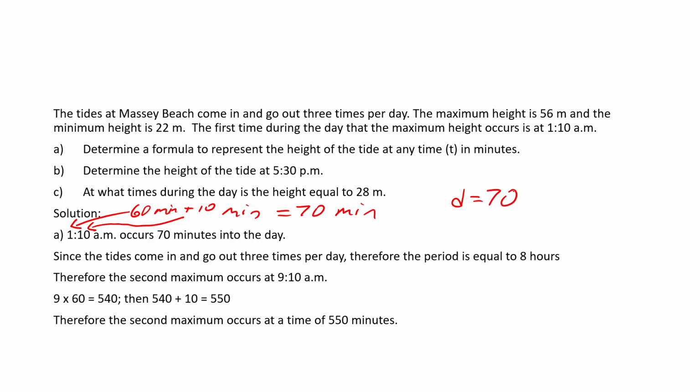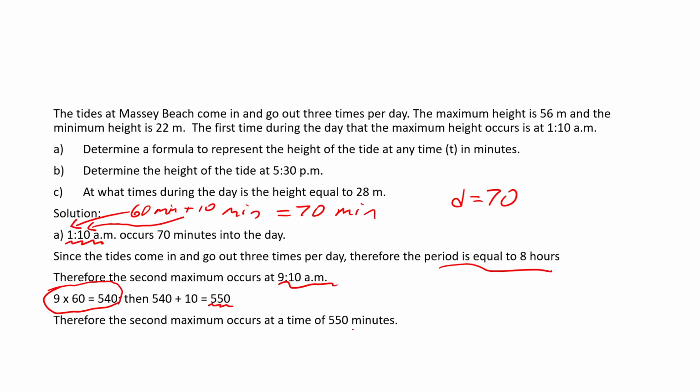Now, since the tides come in and go out 3 times per day, as mentioned earlier, the period is 8 hours. That means the second maximum is going to occur at 9:10 a.m., because 8 hours after 1:10 a.m. is 9:10 a.m. Well, 9:10 a.m. is 550 minutes after midnight. How do we know that? Because 9:10 a.m. means that 9 hours have gone by, which is 540 minutes, plus another 10 minutes. So the second maximum occurs at a time of 550 minutes.